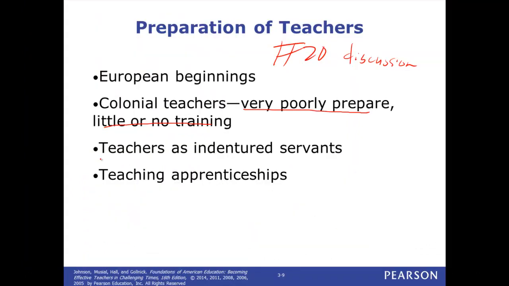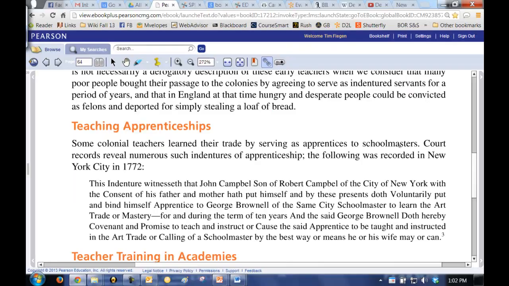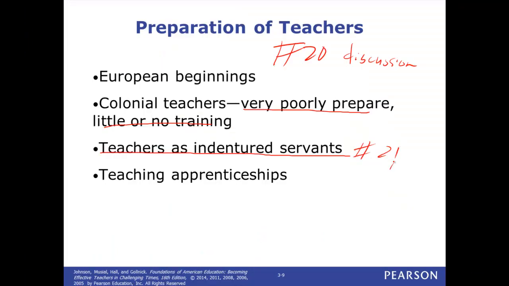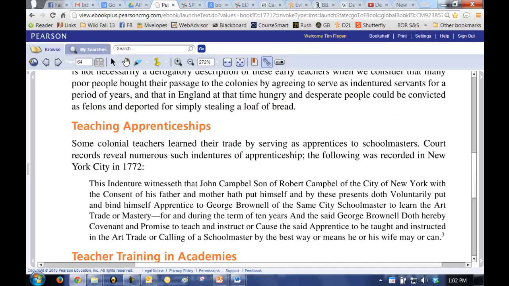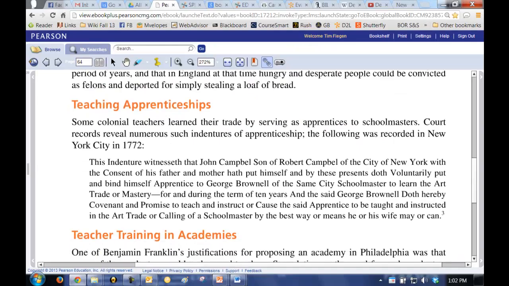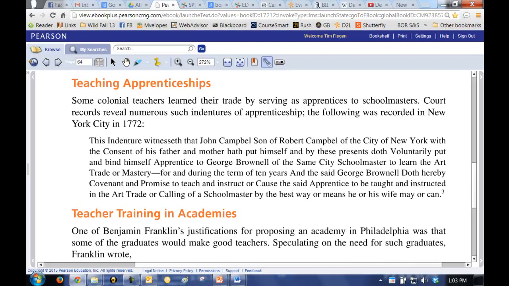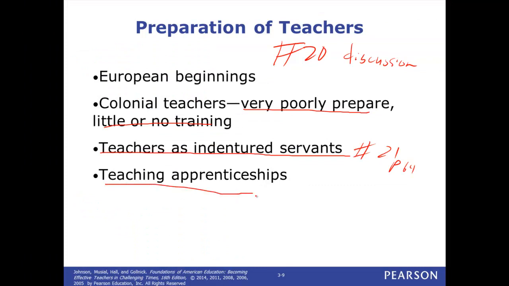So you have this, teachers as indentured servants. Can you put a line here and some information about why they were indentured servants from that reading there on page 64. Teaching apprenticeships. Some colonial teachers learned their trade by serving as an apprentice to schoolmasters. Court records reveal that numerous such indentures of apprenticeships were made, and here's a little quip about this. You don't have to do that one.